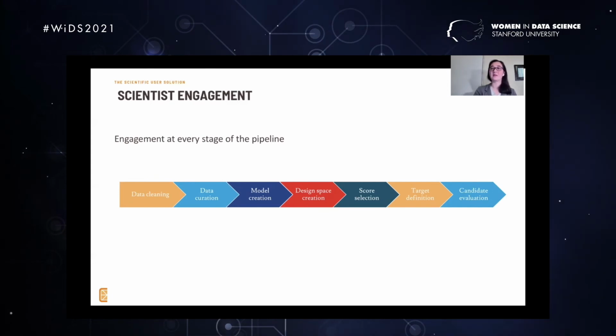At data cleaning, the domain experts are often the ones who know what kind of outliers or errors to expect in the data. At data curation, I showed you that graph before of how data can be connected from procurement through processing to characterization. The scientists and the domain experts know the correct way for the data to be represented, to be captured. They know which other data sets might be relevant. I just gave the example of model creation, how you can build in domain knowledge into the models themselves.